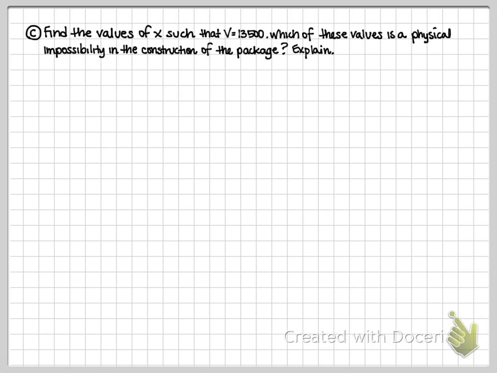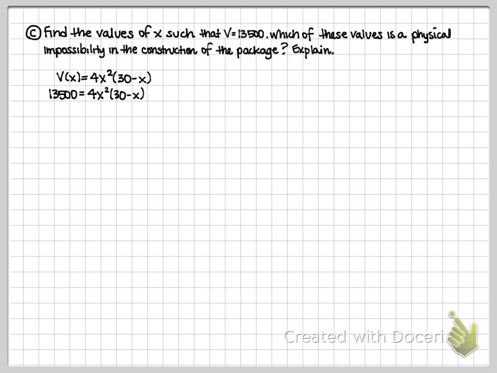Okay, so the last part for these notes, and this is going to be part C of example number 7. We need to find the values such that the volume is going to be 13,500. And then we want to talk about why one of them can't actually work. So I figured we would just do this algebraically, give us a little bit more practice. So I'm going to take the volume function, and where the V is, I'm just going to plug in 13,500.